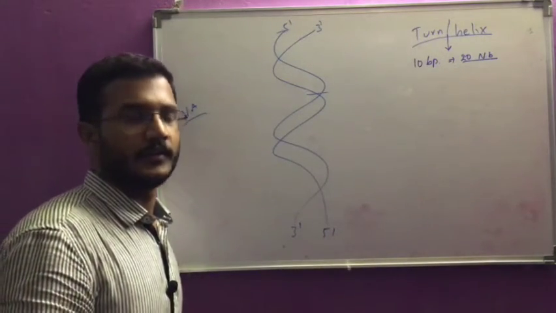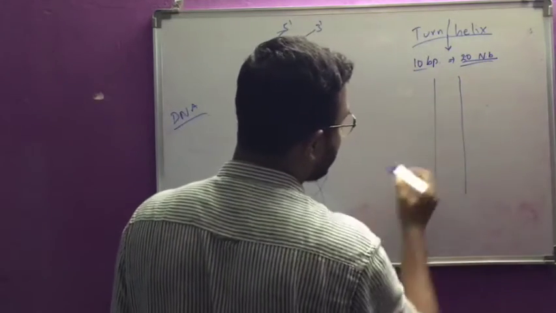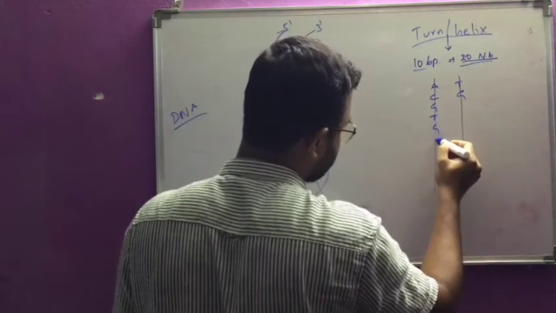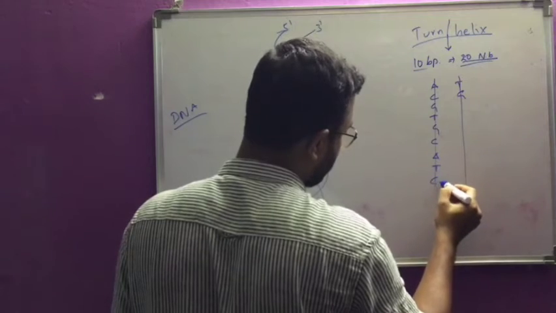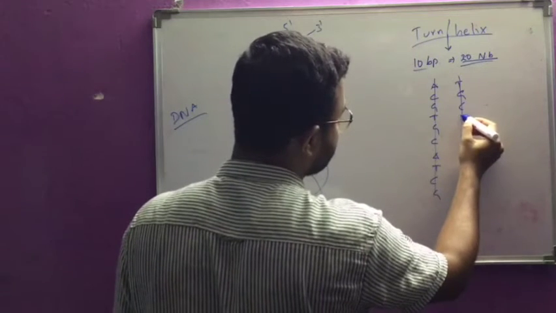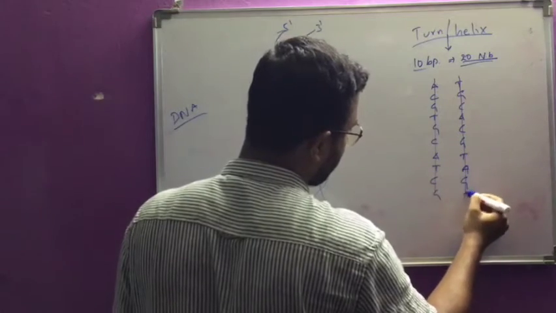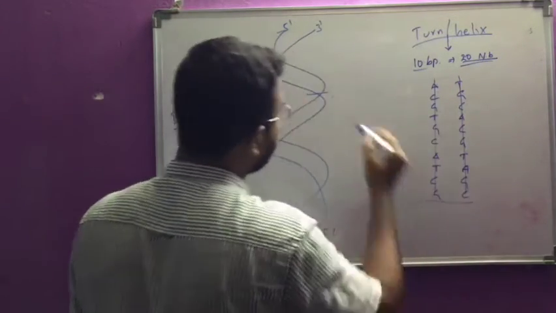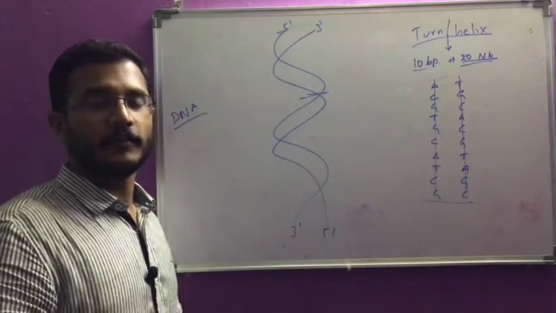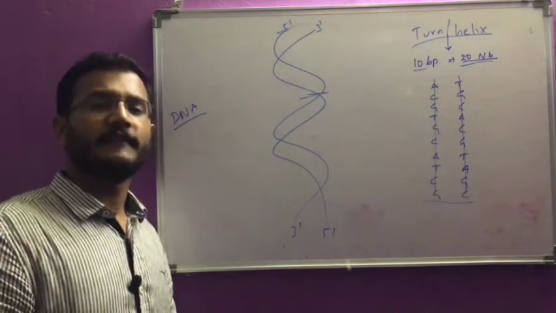Understanding? For example, if you take the helix: adenine, thymine, cytosine, guanine... one, two, three, four, five, six, seven, 8, 9, 10, like this. This one is arranged in this one. So the length of DNA containing 10 base pairs is called one turn.